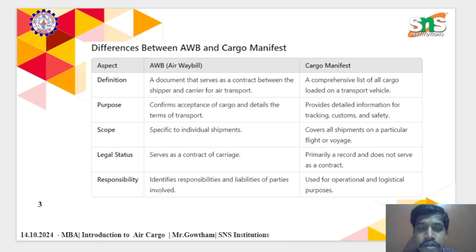Legal status: the AWB serves as a contract. The cargo manifest is primarily a record kept by air cargo management. It is not a contract; it is for record purposes only. It is a document only. Responsibilities: the AWB identifies the responsibilities and liabilities of the parties involved in the process. But the cargo manifest is just operational, and no particular role or responsibility is mentioned in the document.